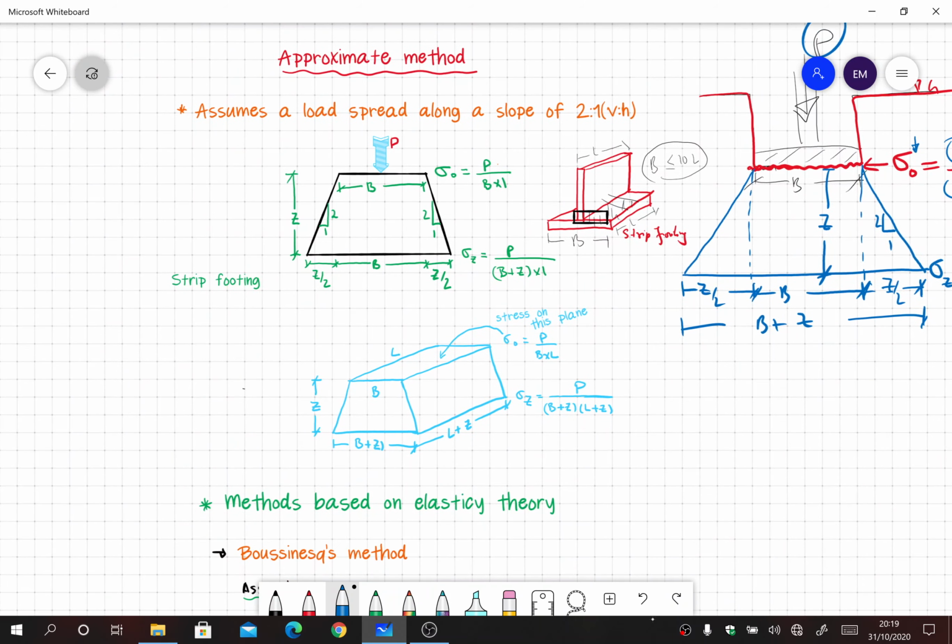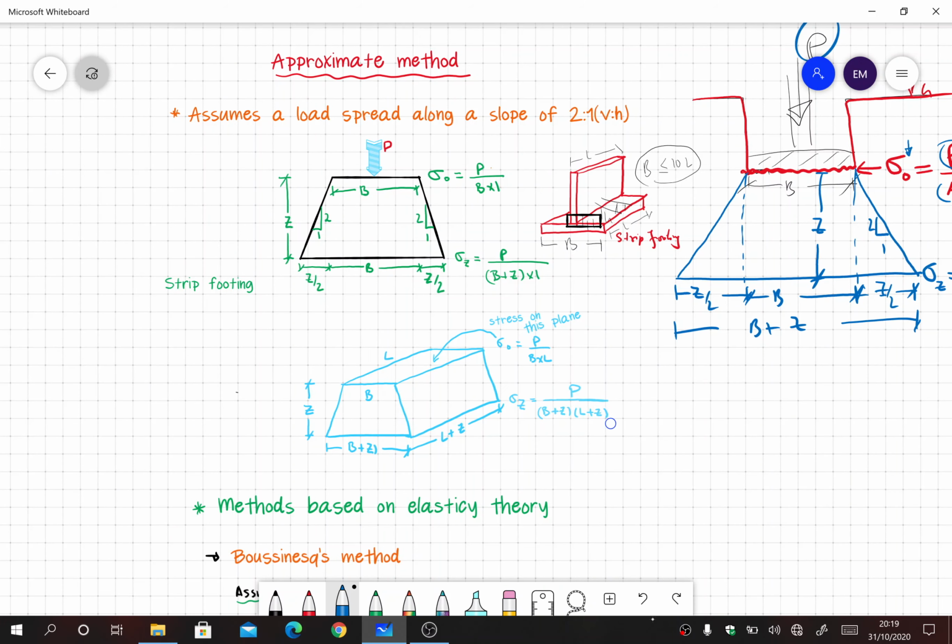So in this next figure, we are assuming a rectangular footing, so it is easier to understand. It has a length L and a width B. So there is load spread increase in width, and also there is load spread increase in length.